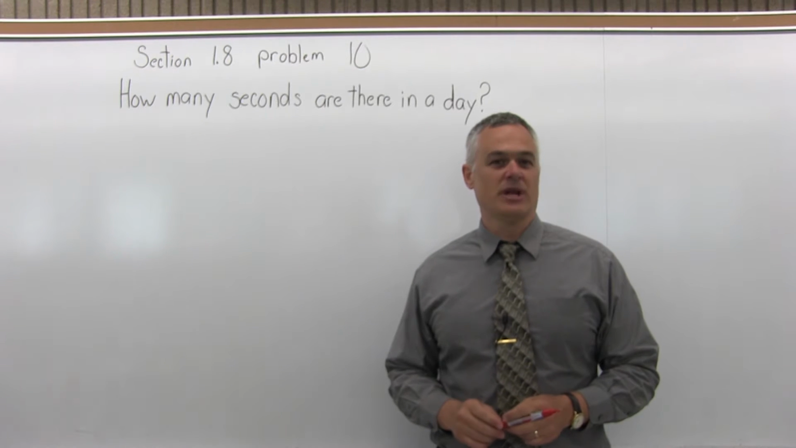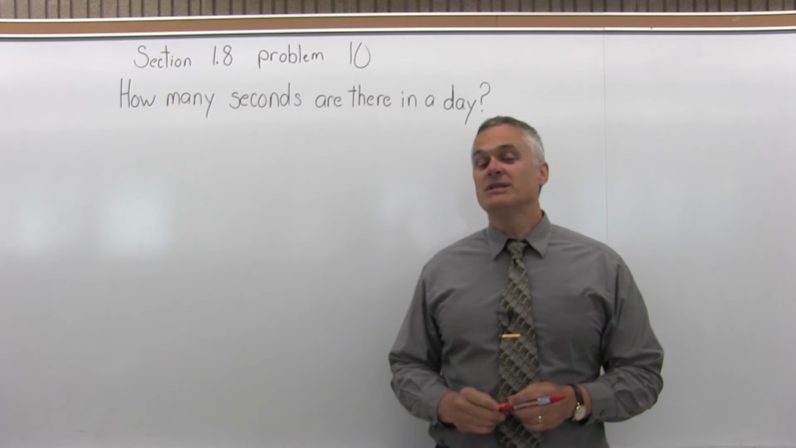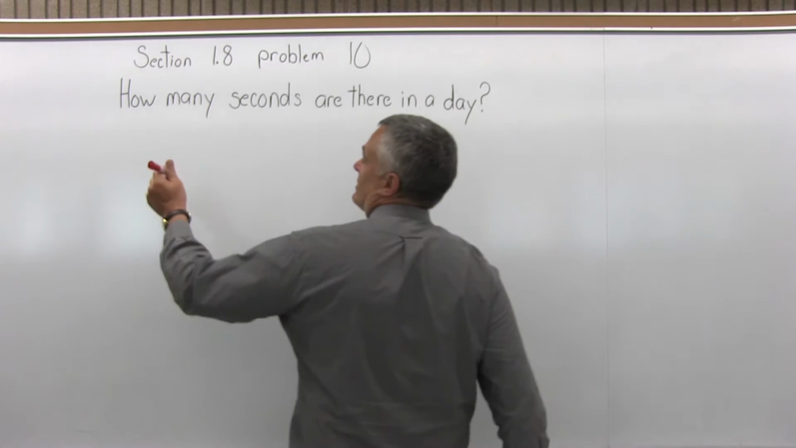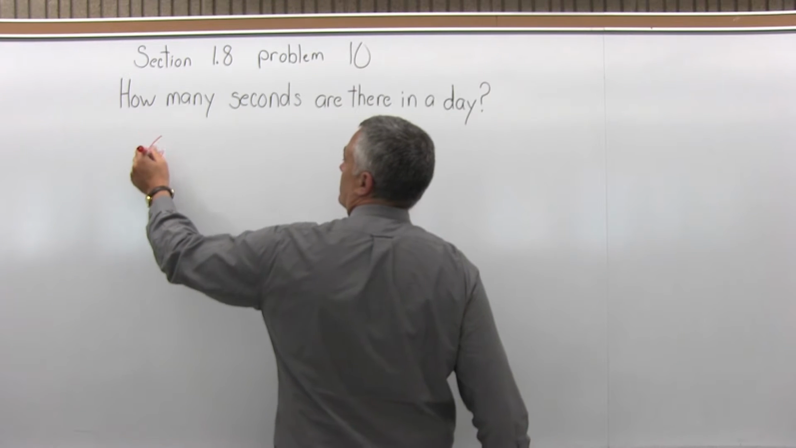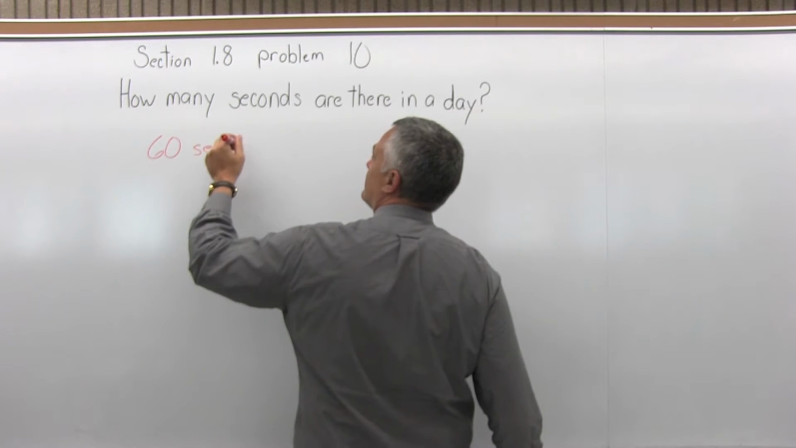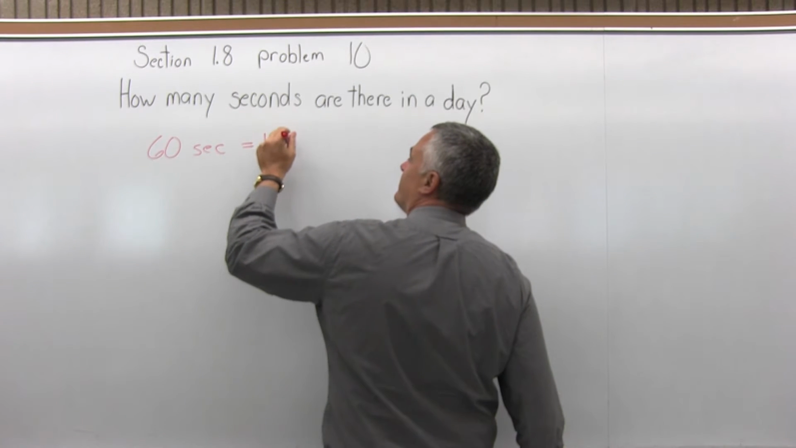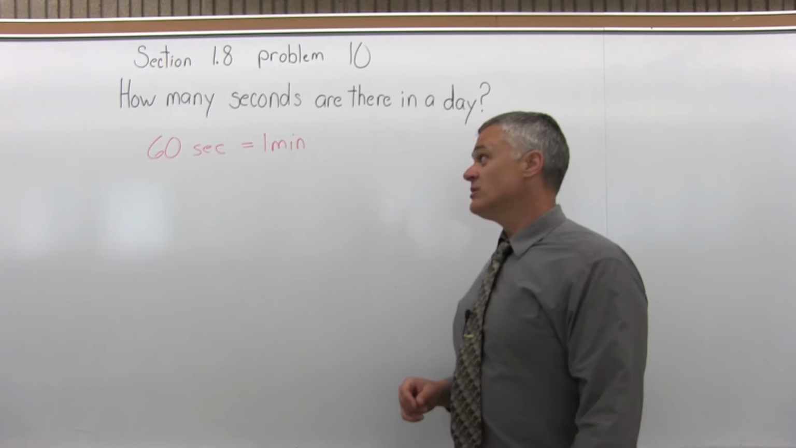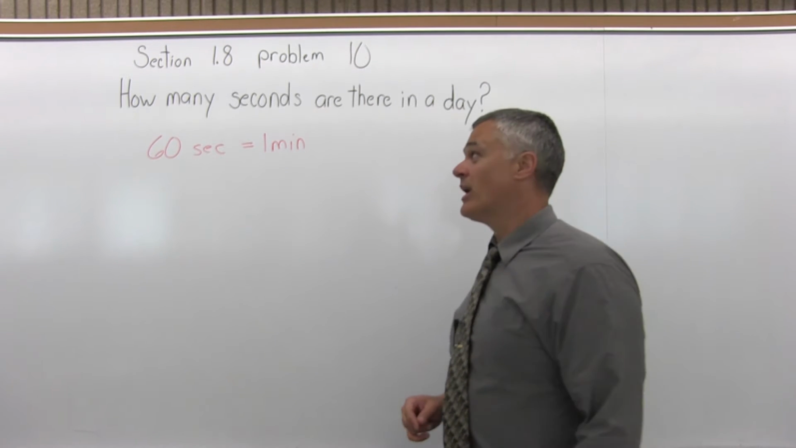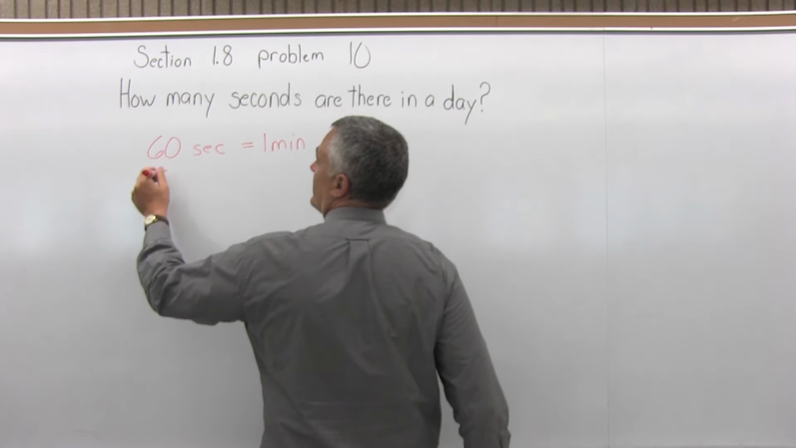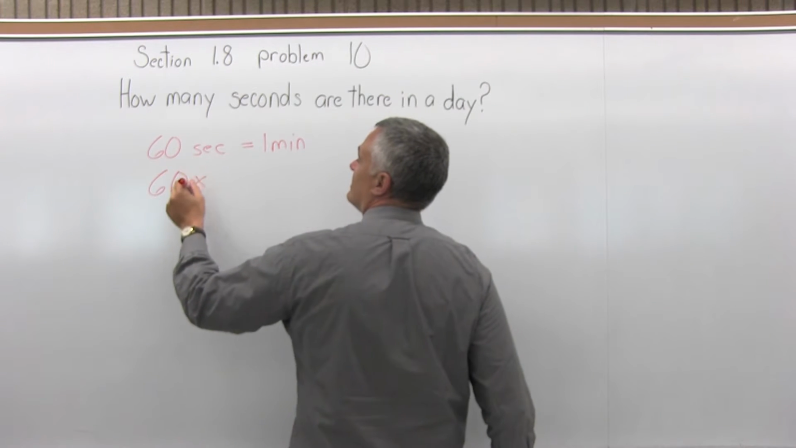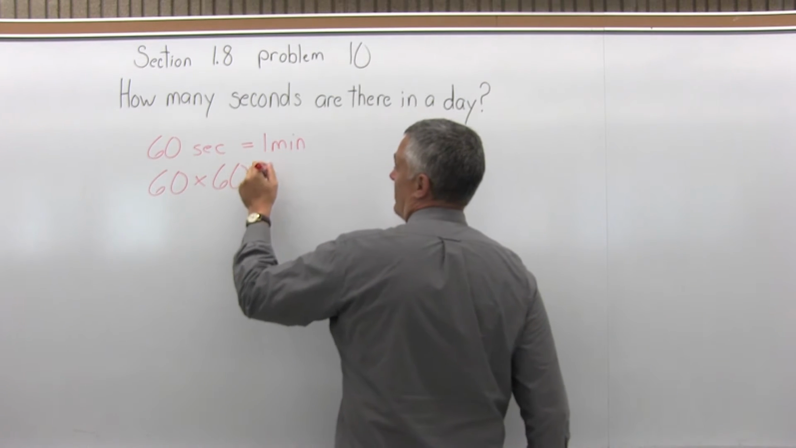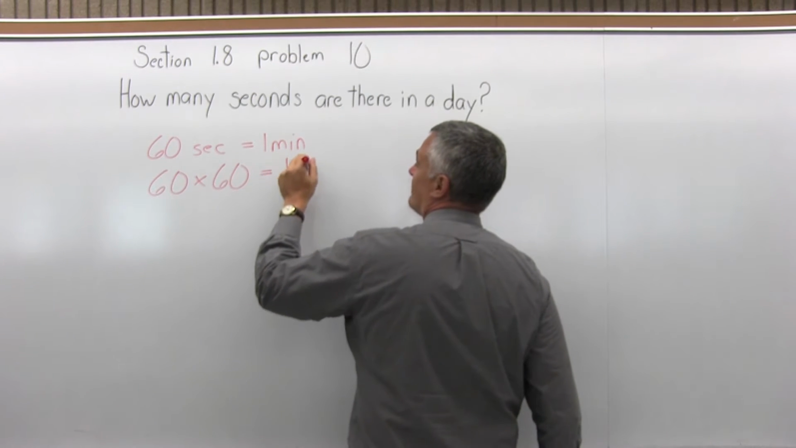This is Section 1.8, Problem 10. It asks, how many seconds are there in a day? Well, it's going to involve a little bit of calculation. I know to start with, there are 60 seconds in 1 minute. I also know that there are 60 minutes in 1 hour. So if I do 60 seconds for each minute times 60 minutes there are in an hour, it'll tell me how many seconds I have in 1 hour.